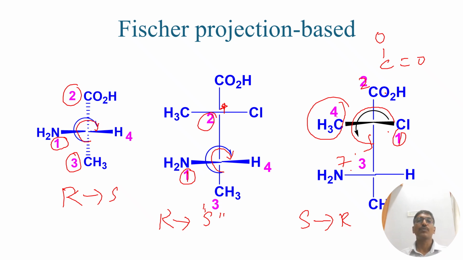So in this case, you just need to remember how to assign the absolute configuration for a given molecule, whether it's a chiral center with the normal one or in the Fischer projection based.